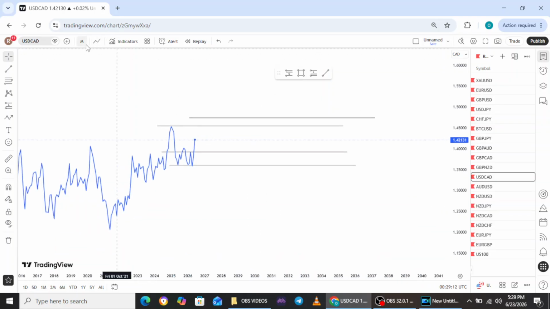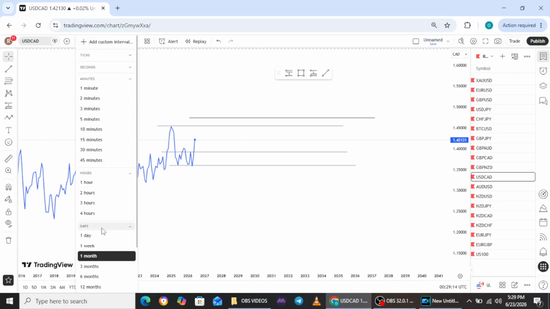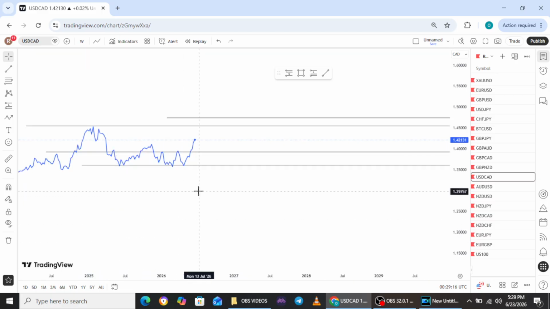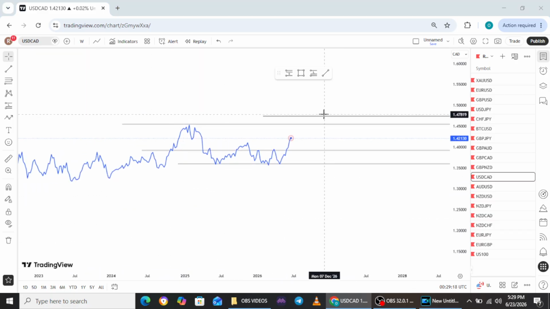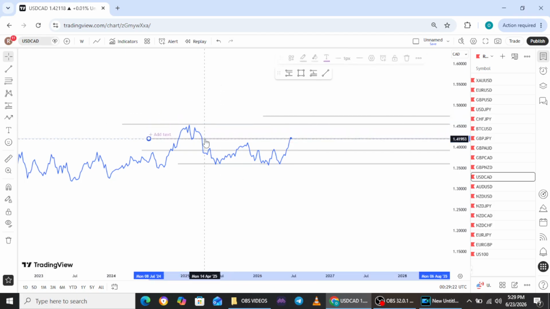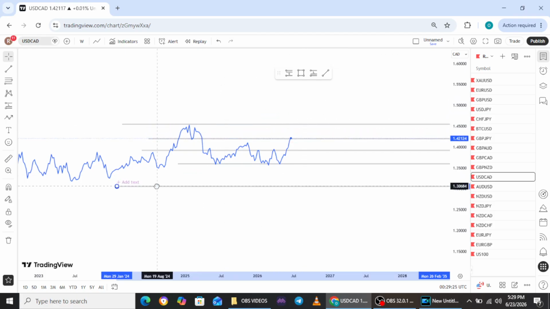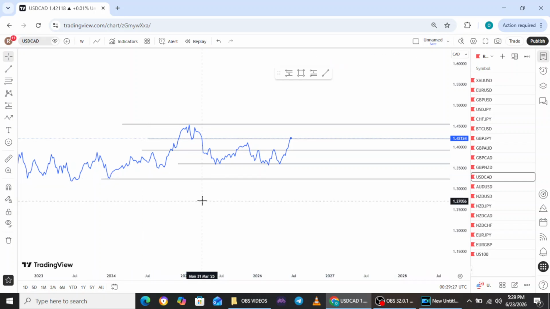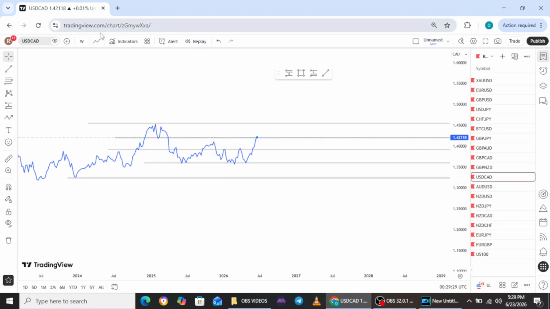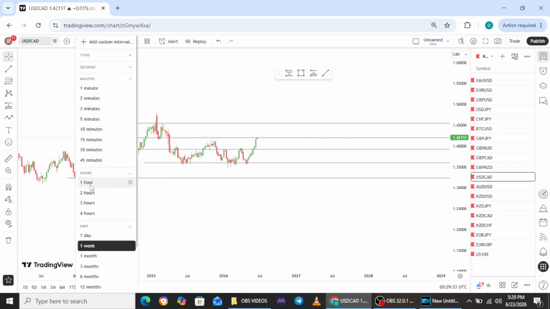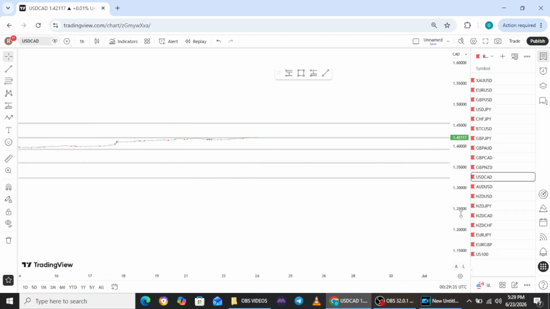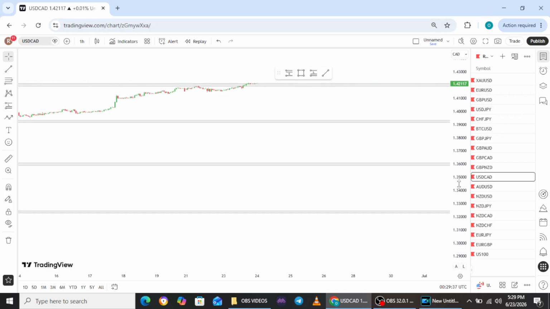Okay, let's go to weekly and see if we can see more. Not really seeing much of the structure. Okay, I think we can take this. Now I've got to my structure. I'll go back to candlestick. Go back to a smaller time frame.